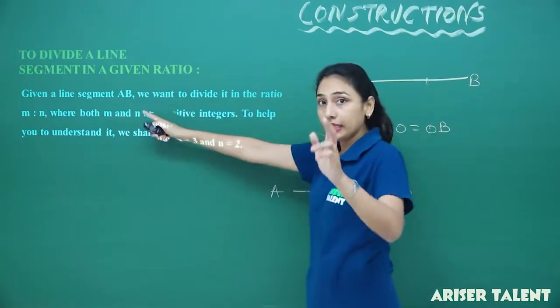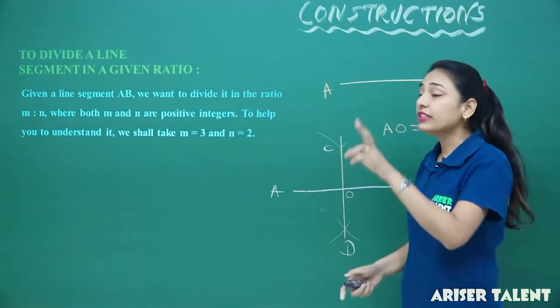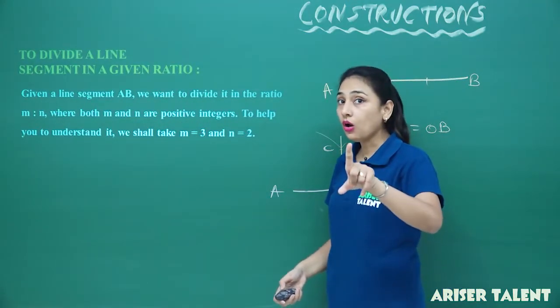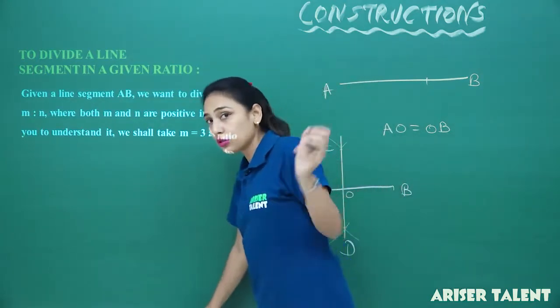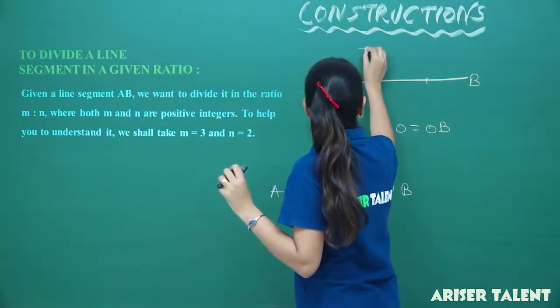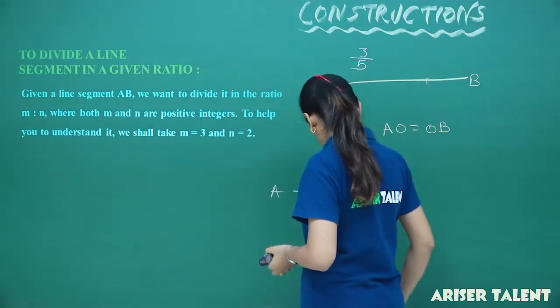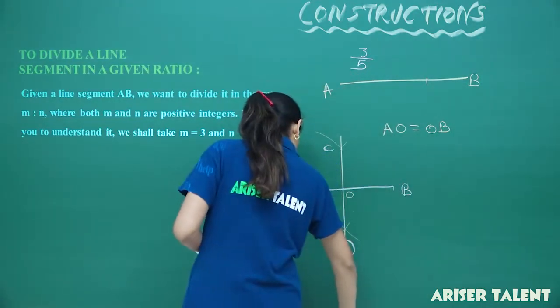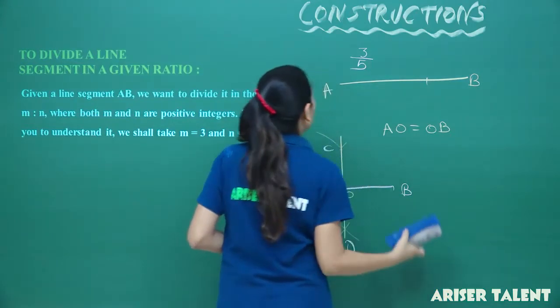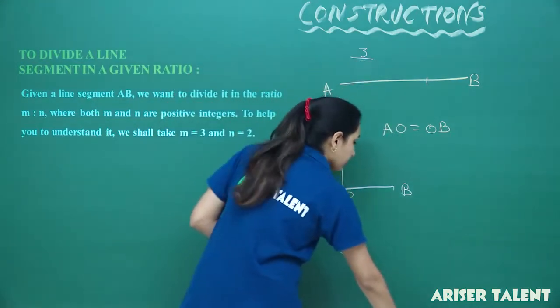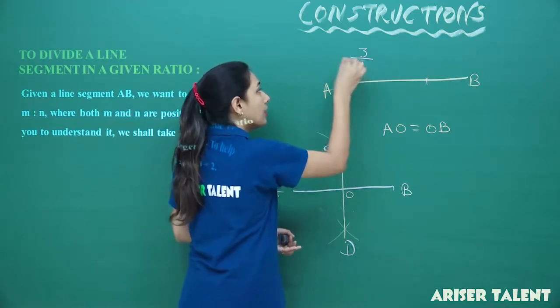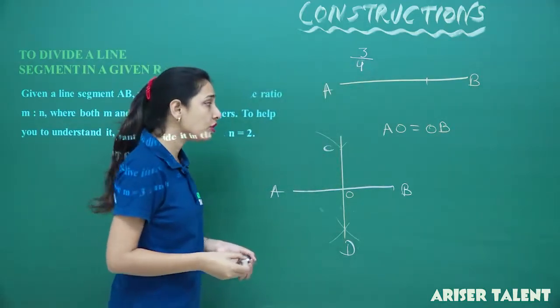Given a line segment AB, we want to divide it in the ratio m:n. We used such a ratio in the previous lecture. We divided the line in the ratio 3:4. We have taken the 3:4 ratio. How did we divide that?